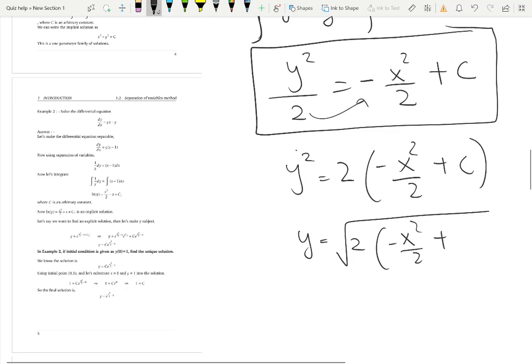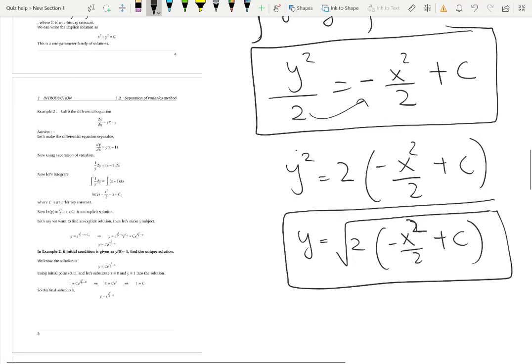Explicitly we found y because the unknown is y. This is the dependent variable. That is what you're solving for. This is the explicit solution. This is the implicit solution. You will see lots of examples in upcoming videos, but that's the correct mathematics behind separation of variables.